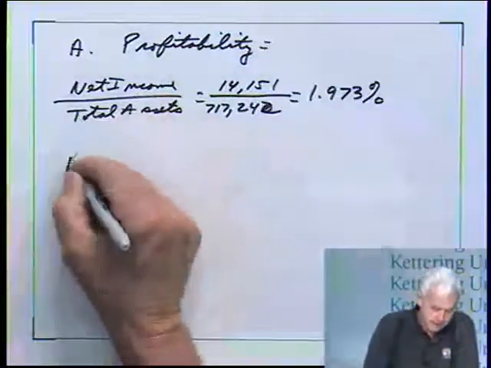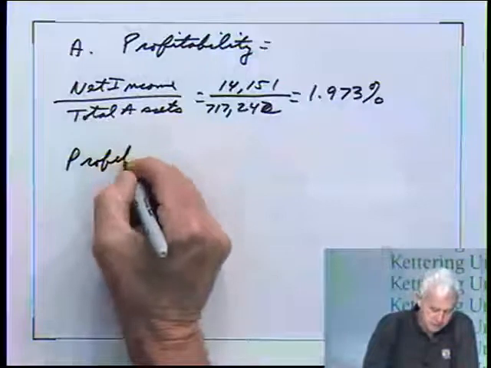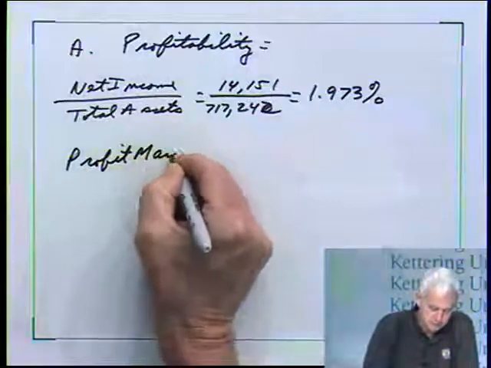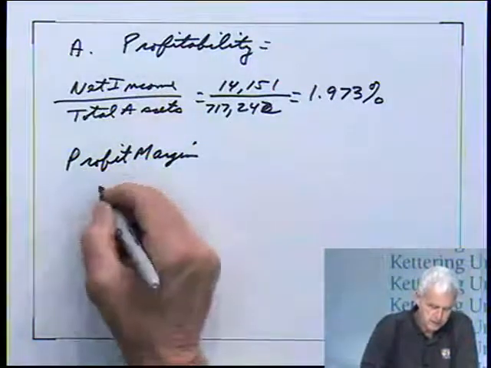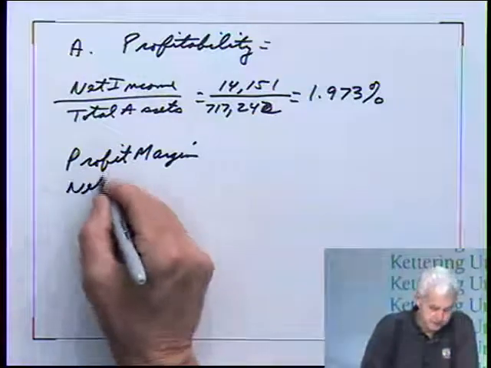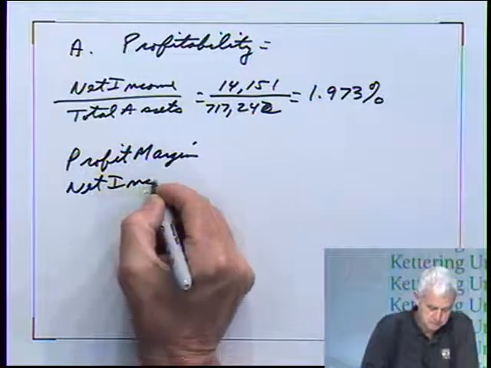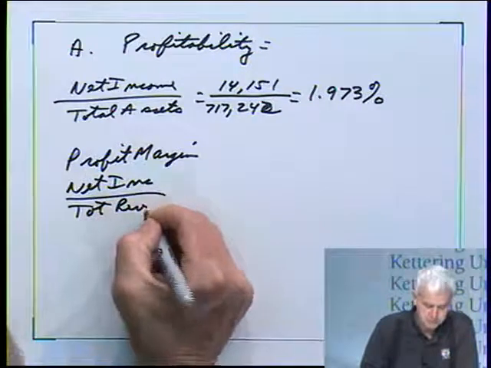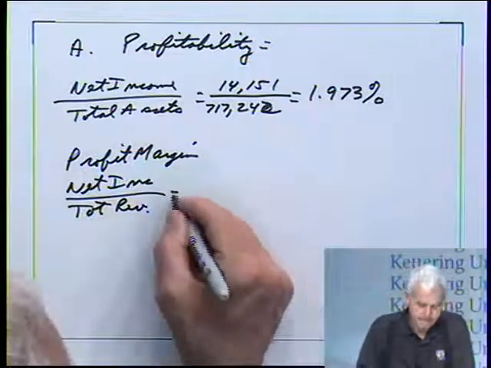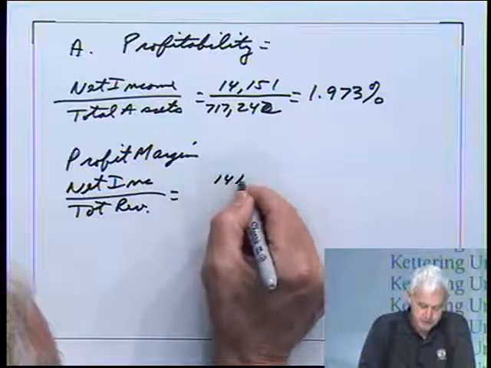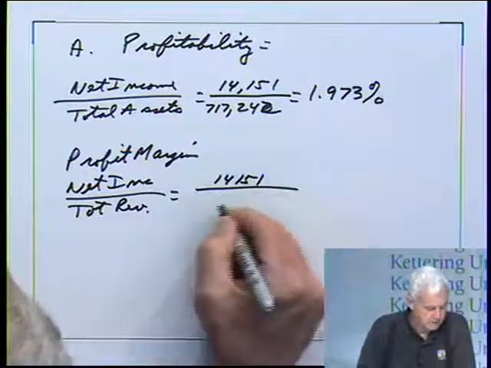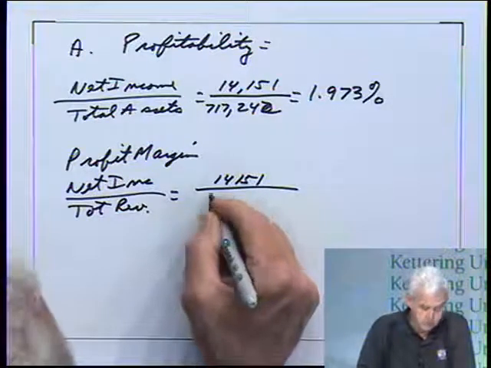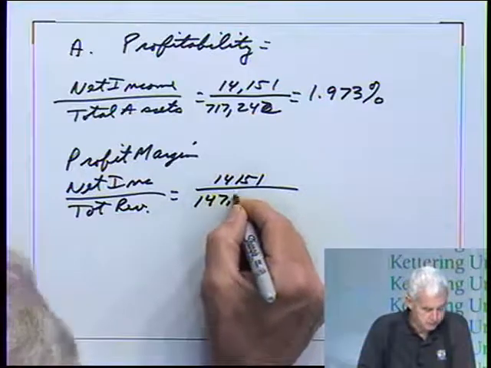Next thing I look at is profit margin. And profit margin was net income over total revenue. And that was at 14,151,000,000. Total revenue was 147 billion.